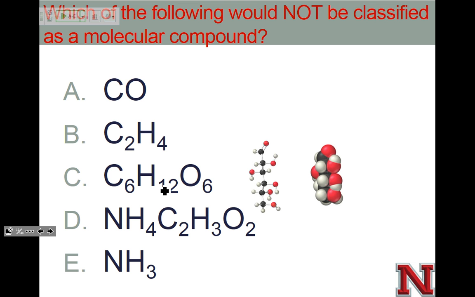So the fact that 4 of the hydrogens are associated with nitrogen, whereas these 3 hydrogens are associated with our C2 and O2 are very specific. And that's because this is a compound made up of these ions and these ions that come together in a 1-to-1 ratio. How do you recognize that?